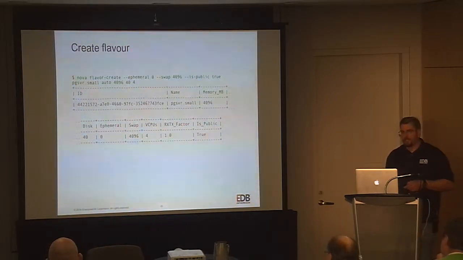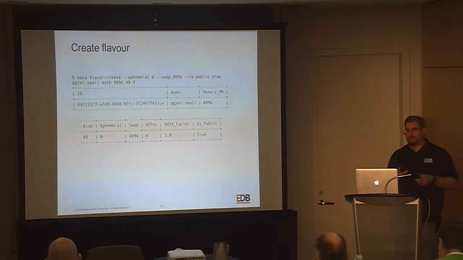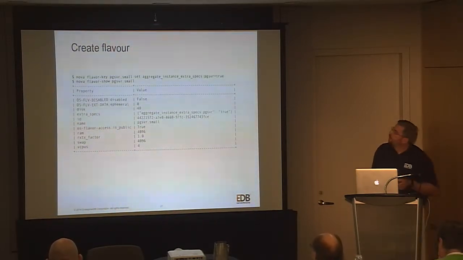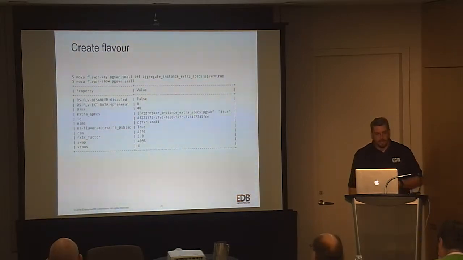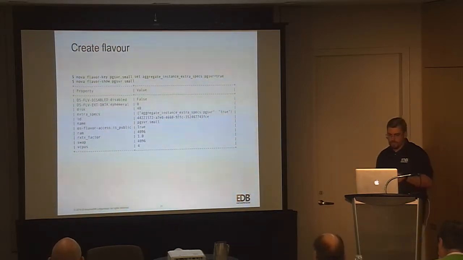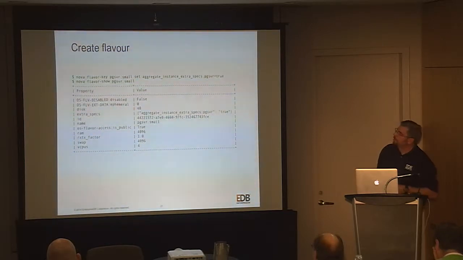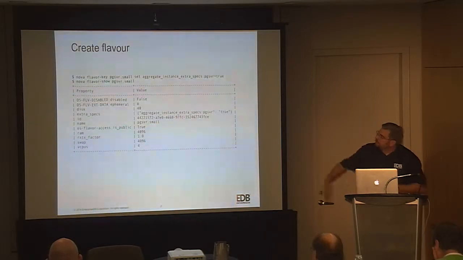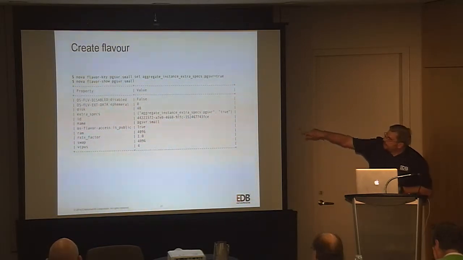So that creates the basic flavor, but at this point it doesn't have the attribute needed to match it into the host aggregate. So what we do, and hopefully you can see that, it's kind of small on my screen. We're just going to set, using the flavor key option to the Nova command, on the PG server small aggregate instance extra specs PG server equals true. And that doesn't return anything, so I've just told it to describe the flavor to me there so you can see the results. And this has added basically that extra specs line.